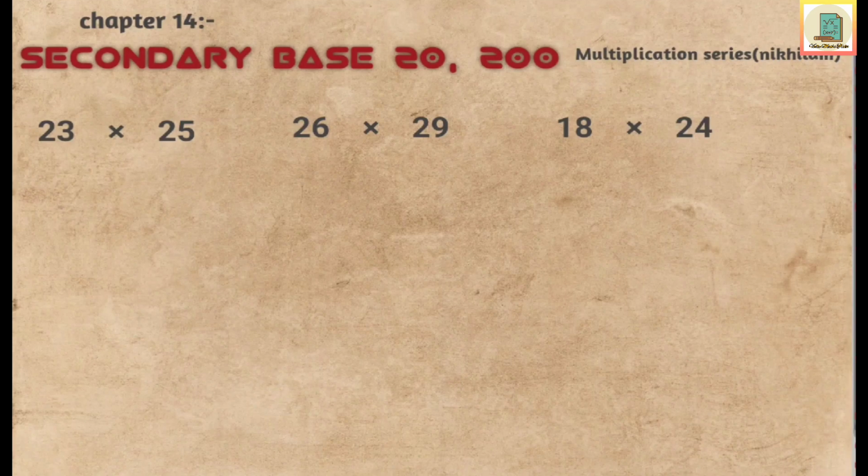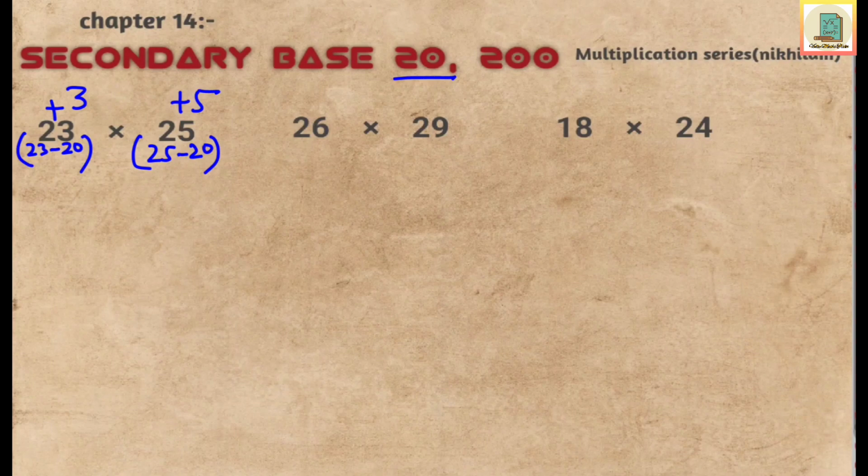Now let's understand the first question. The first question is 23 multiplied by 25. As we can see, both the numbers are close to 20, so here we're taking the base as 20. Now let's find out the deviations first. 23 minus the base, which is 20, gives you plus 3 as deviation, and 25 minus 20 gives you plus 5 as deviation.